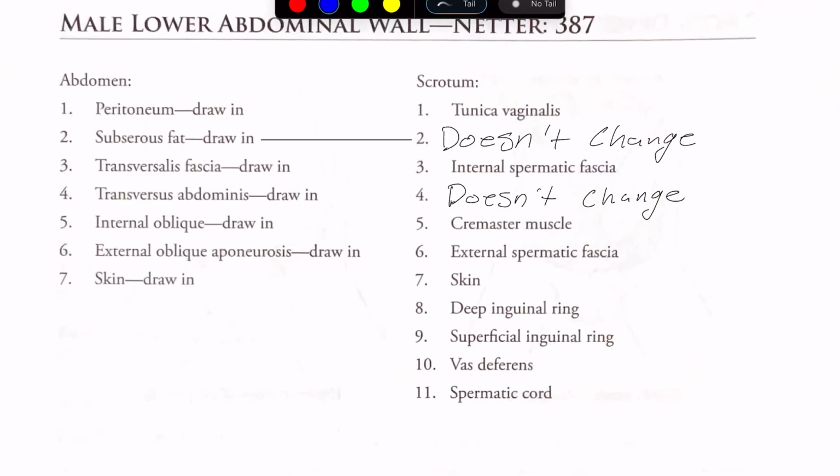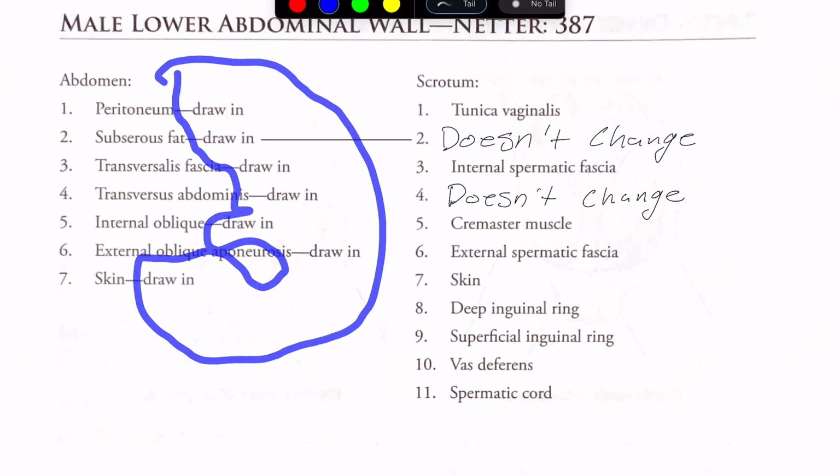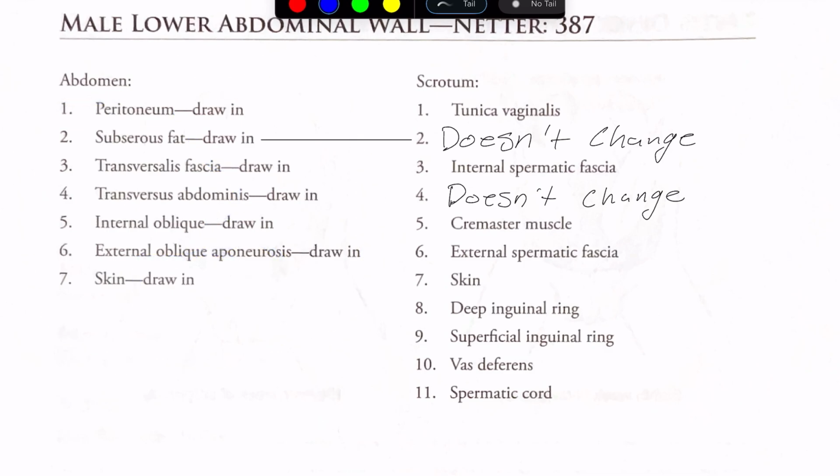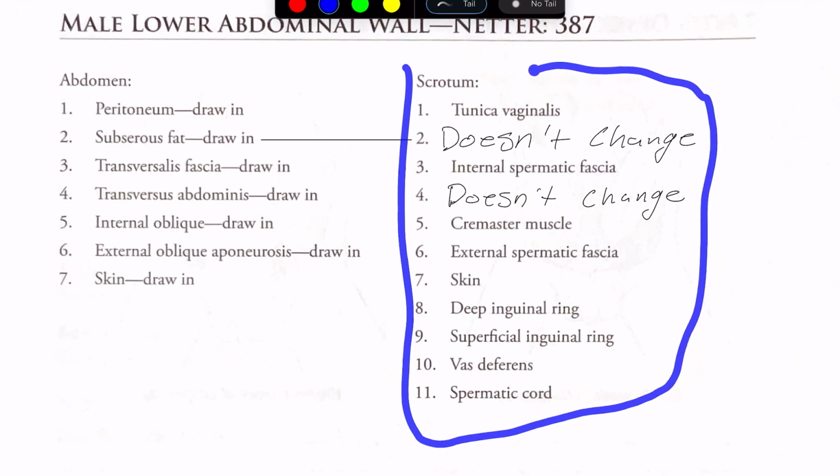Hey everyone, in this video we're going to be looking at the male anatomy and going over the layers of tissues from the abdominal wall and how it changes underneath that arcuate line into the scrotum. So notice right here that we're supposed to draw in all of this right here. So I will show you how I drew it in, and then we will cover this information.